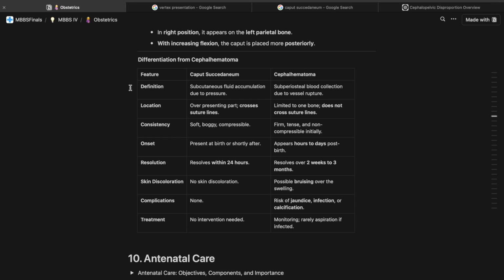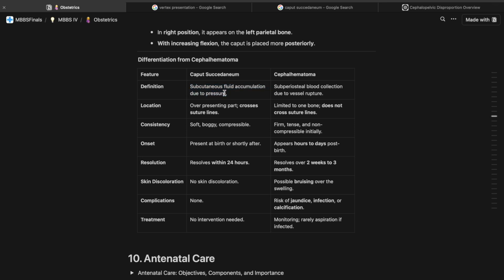So, definition. Here it is caput succedaneum. The word is slightly Latin. Is it Latin? Not sure, but it's very difficult. Not difficult, it's weird. The name is weird.